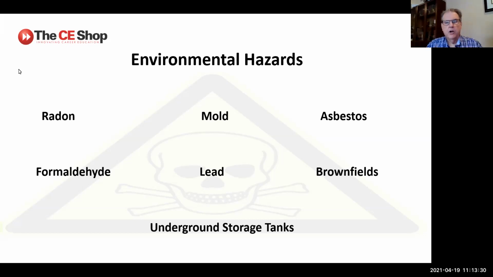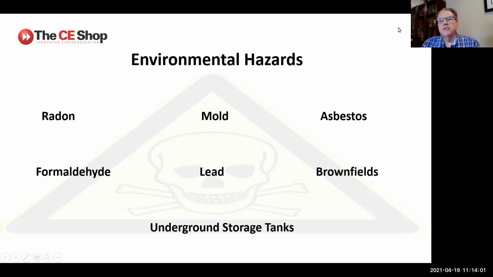However, local communities, which very often are the ones that regulate their own zoning, say a town, a village, a city, a county, often those levels of government will have zoning and other police powers. Well, they also can regulate locally environmental hazards such as radon, mold, asbestos, formaldehyde, lead, and brownfields.